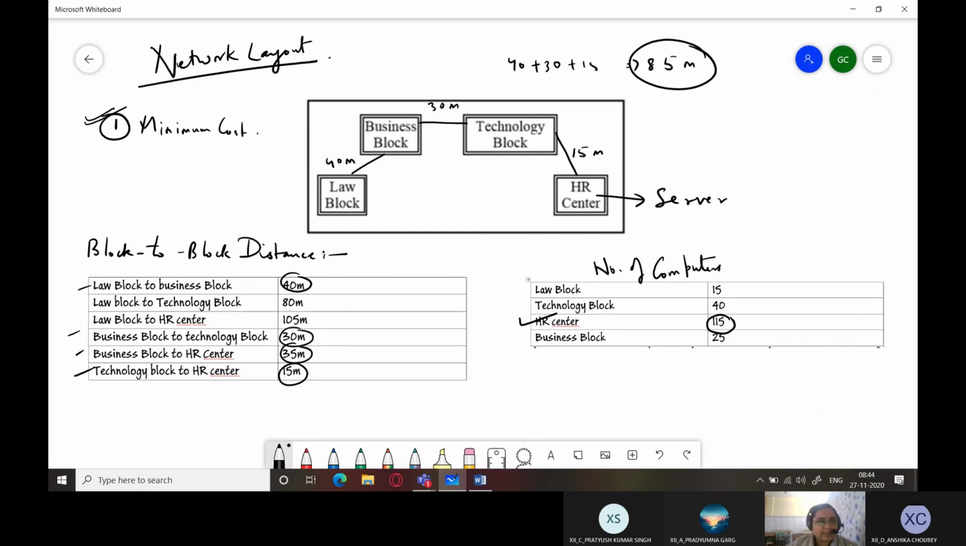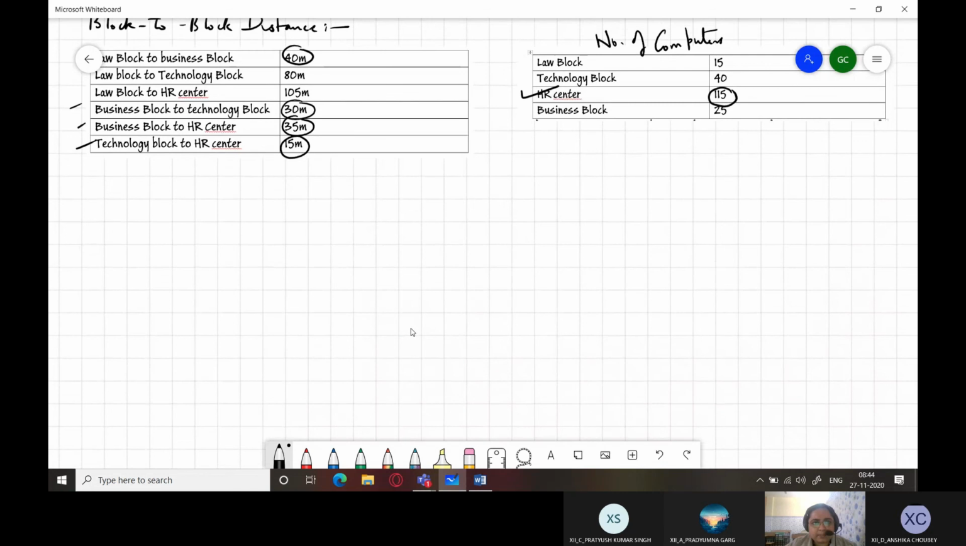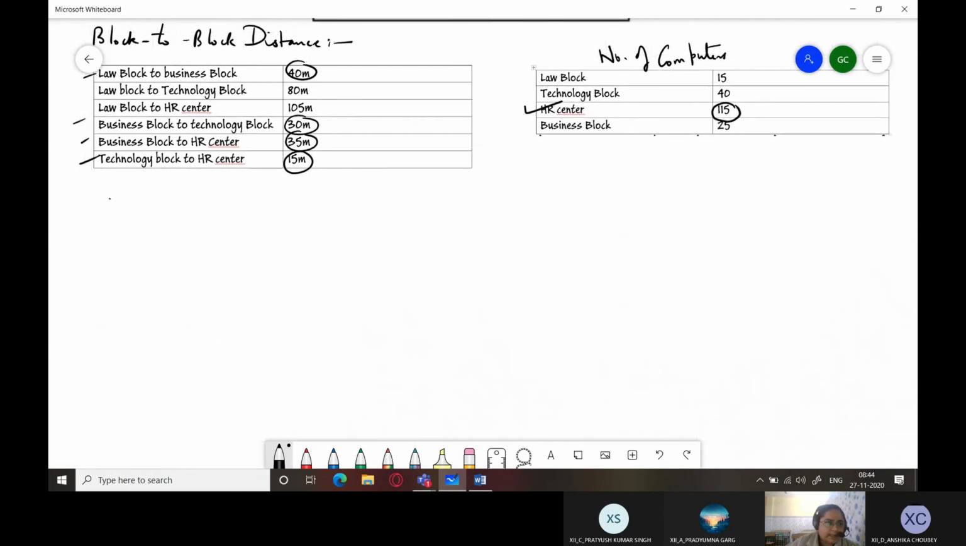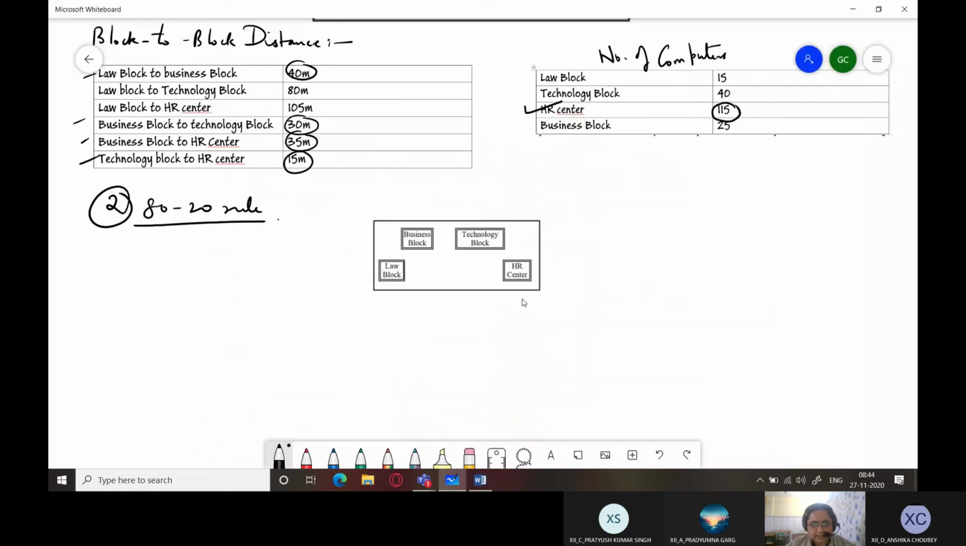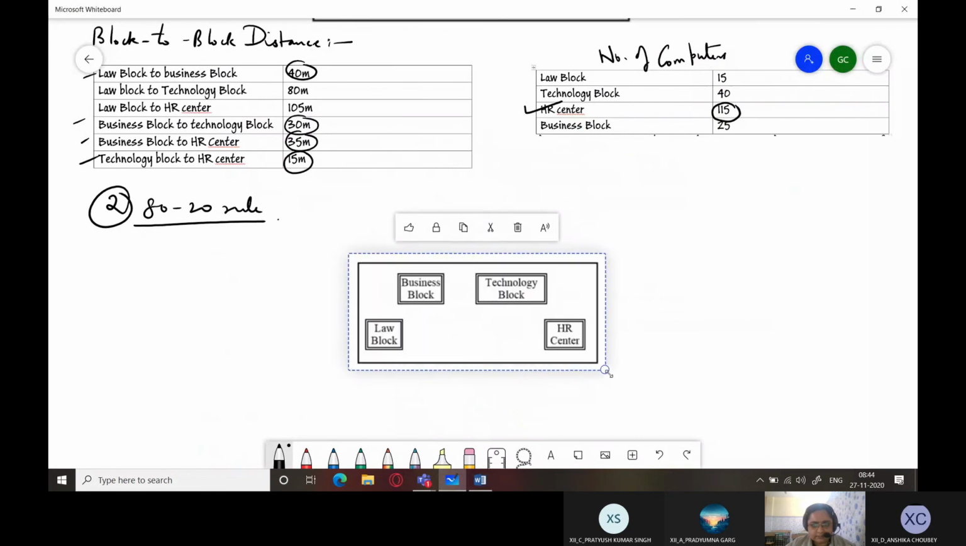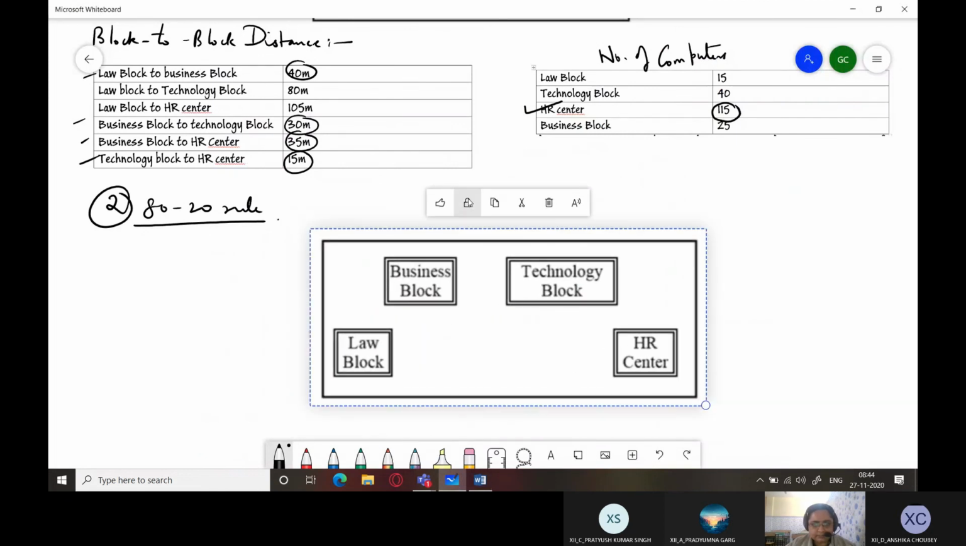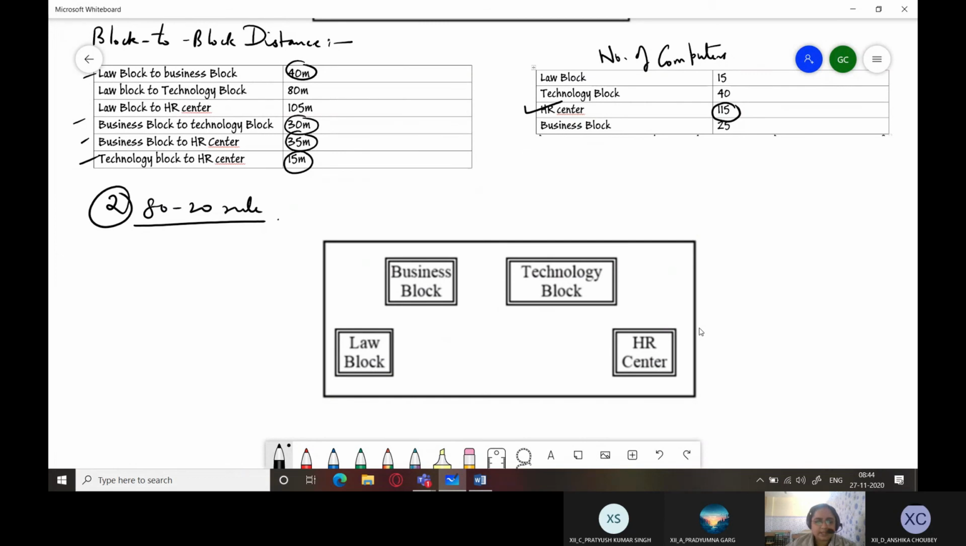Now I will go for the second option, right? Let us now decide upon the second option, that is the 80-20 rule. Now my layout should follow the 80-20 rule. So that's why I'm going to take that. So again I'm going to paste it over here. So we are here. Now the 80-20 rule.